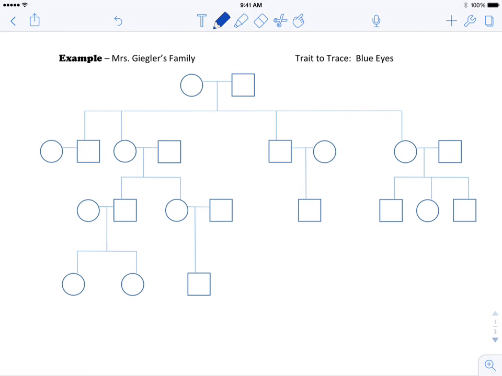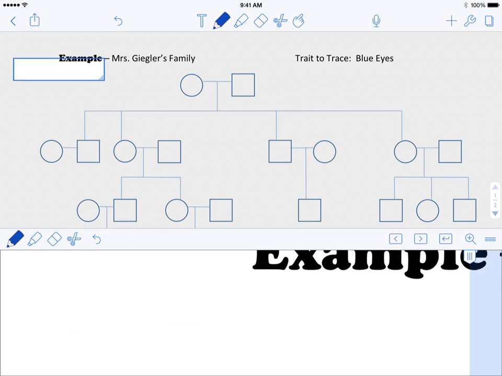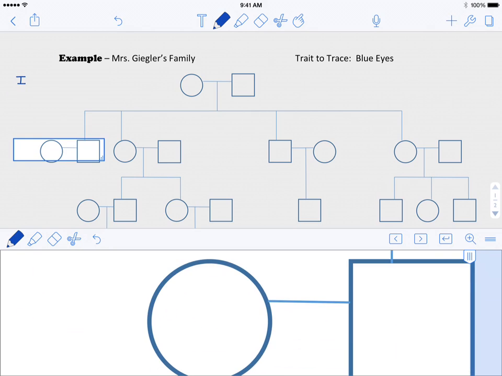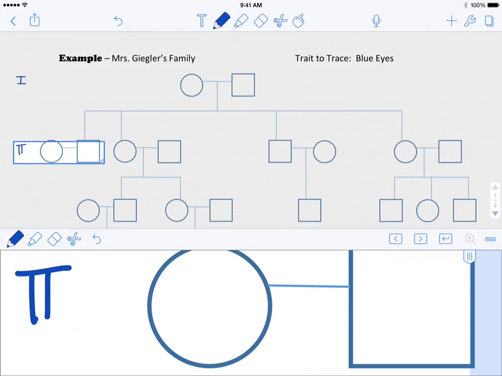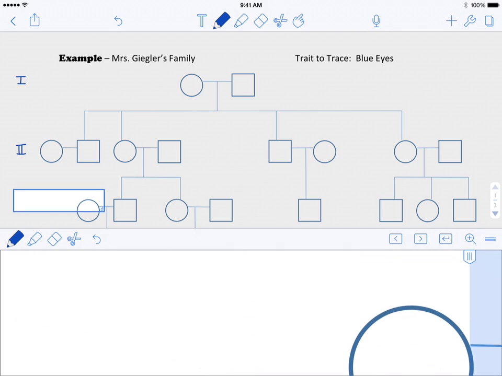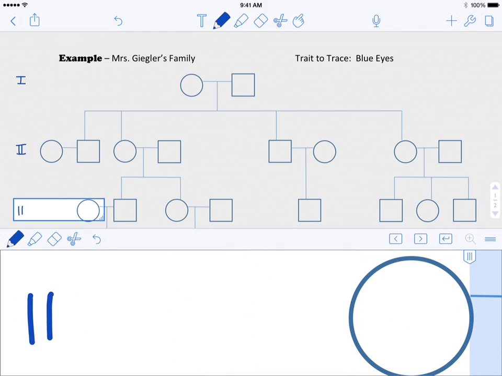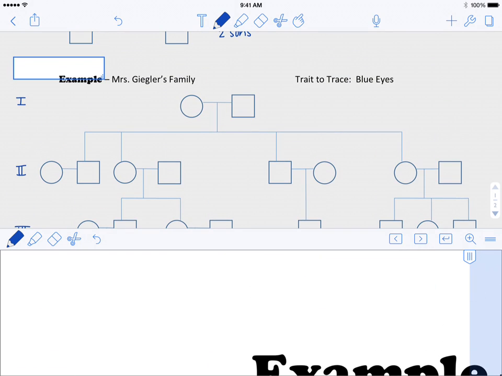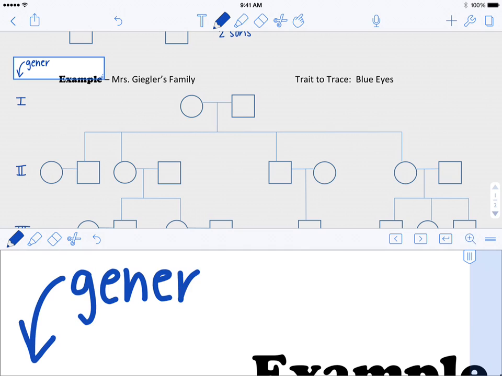Now, like I said, it gets a lot more confusing when we have this many people and we don't have names. So scientists are going to label the generations, and they label the generations with Roman numerals. So we have generation 1, then we have generation 2. This whole row represents generation 3, and this represents generation 4. My Roman numerals, again, are my generation numbers.